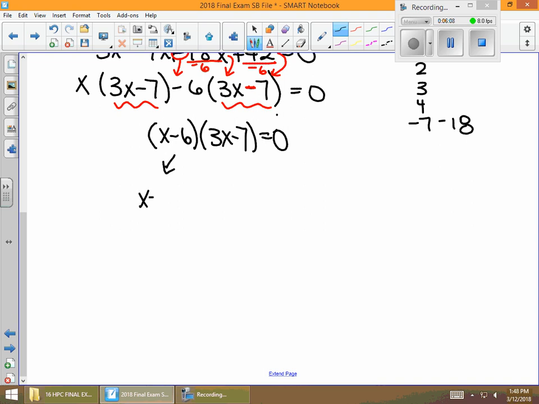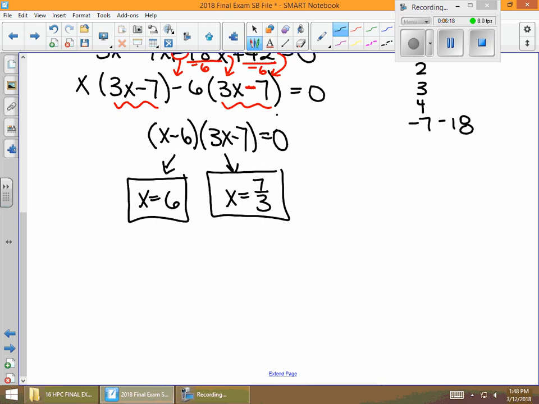Set each of your terms equal to 0, and we have some nice answers on this one finally. Add 7, divide by 3. Whew! I'm glad we didn't have to do that. Oh, but there's a problem with this one right here.